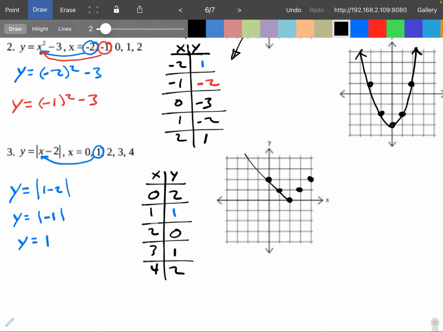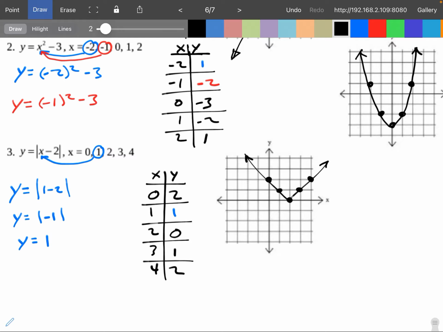And then we're going to connect these dots. And this thing's going to make, what's that shape look like? Yeah, it looks like a V. All right. Well, those are functions. Each of those graphs we did is a function because for each one x value that you put in, you get out exactly one y value.